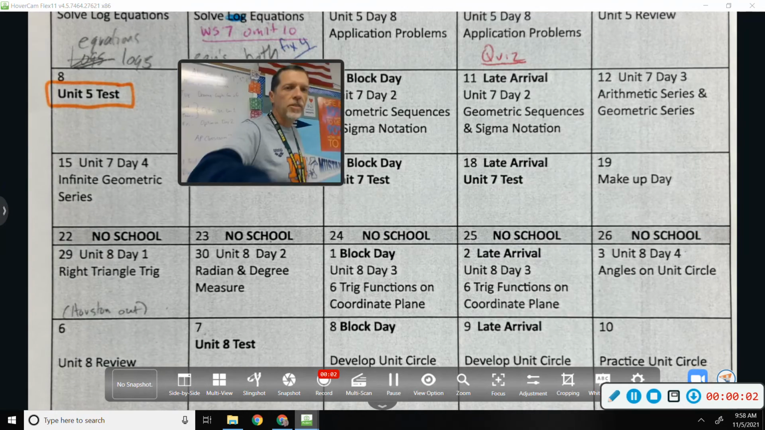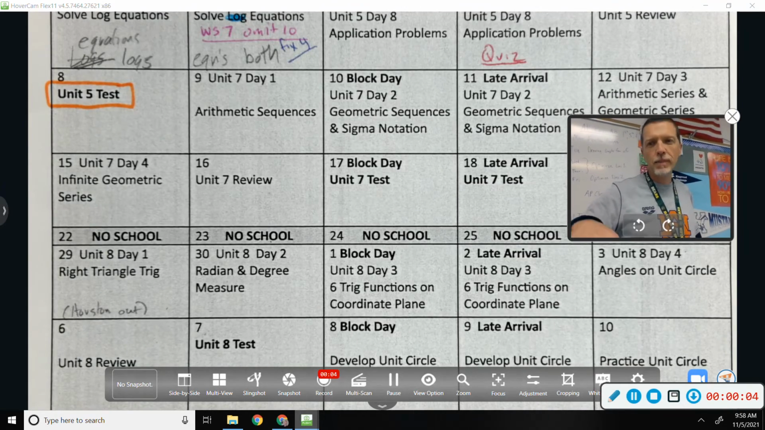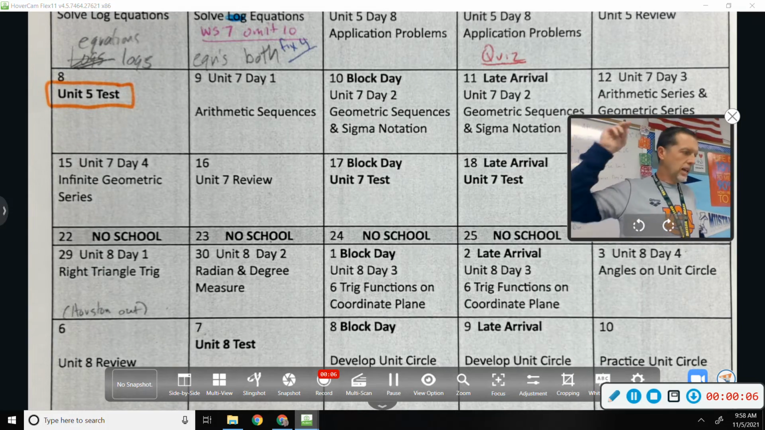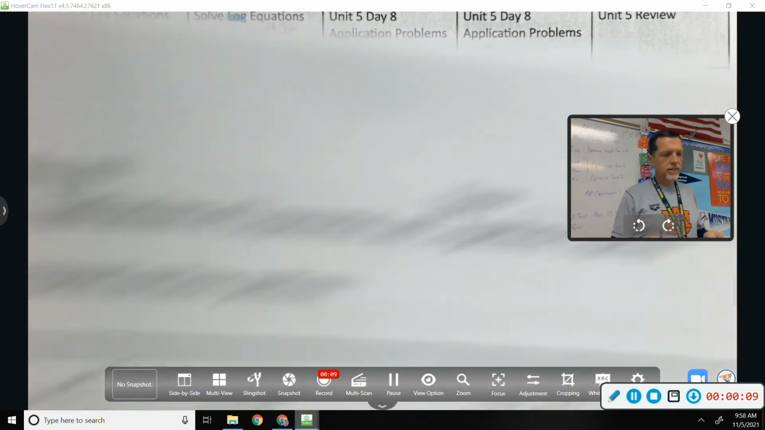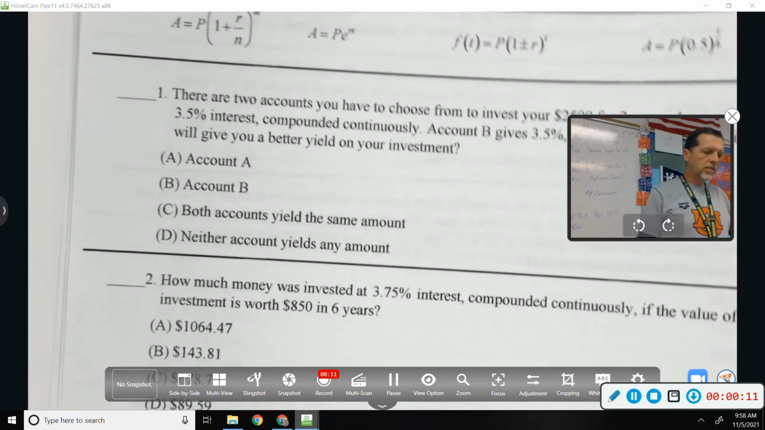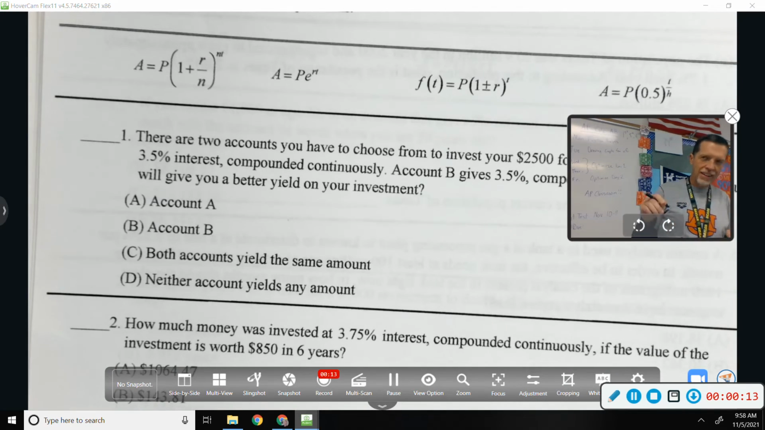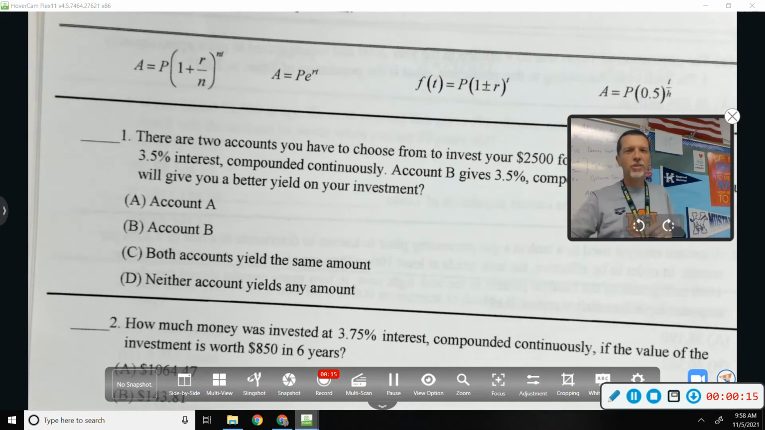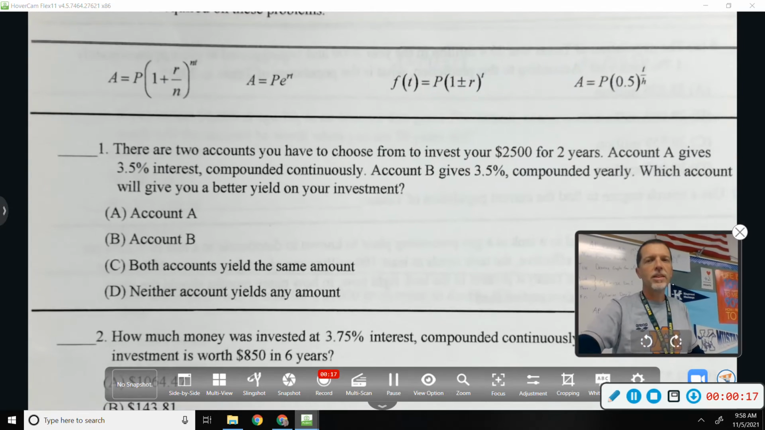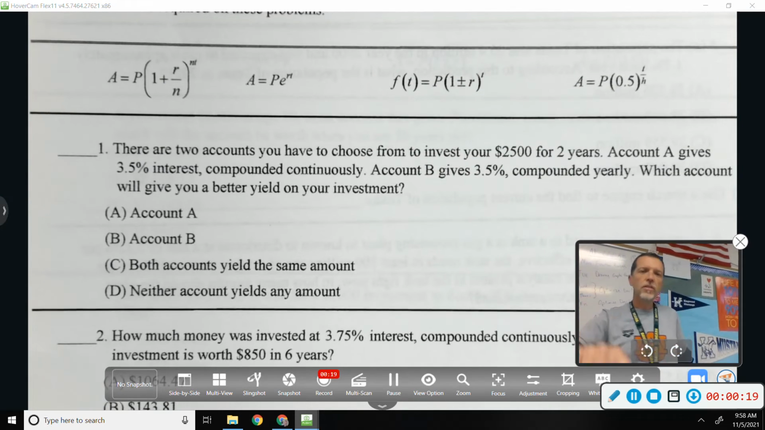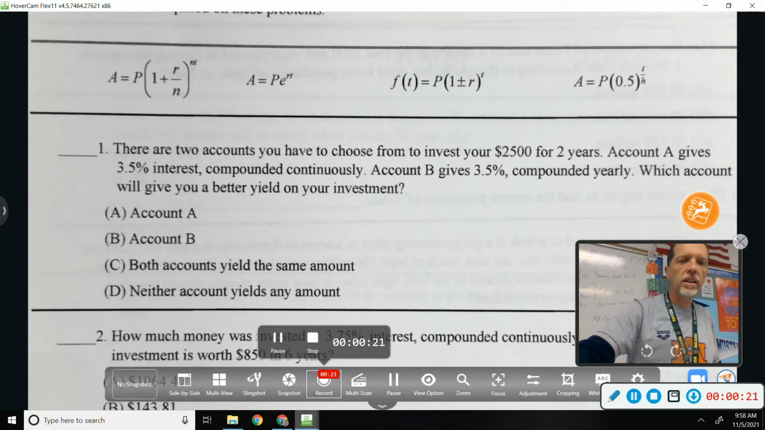All right, so the test is Monday. Test is Monday. Yes, sir, 5 and 6 on worksheet 6. Let's do worksheet 8 and 9 first. Okay, then we'll go backwards if we have time to go backwards. So, questions from worksheet 8.